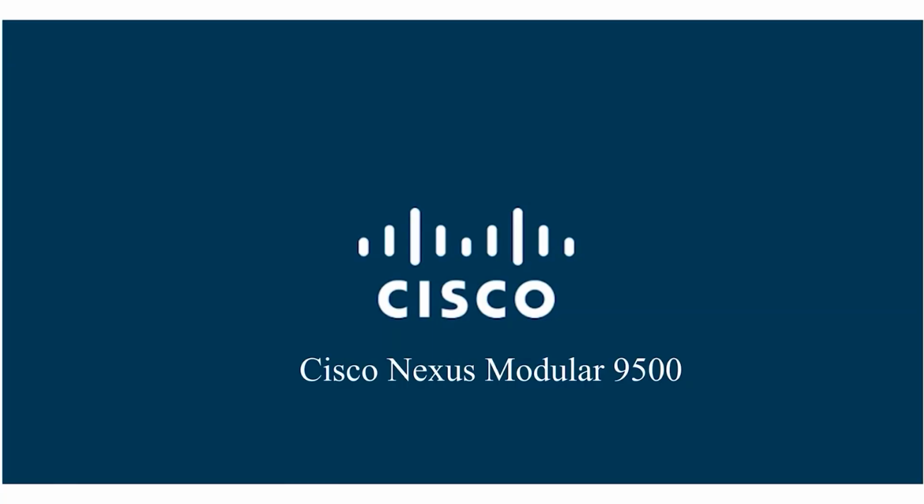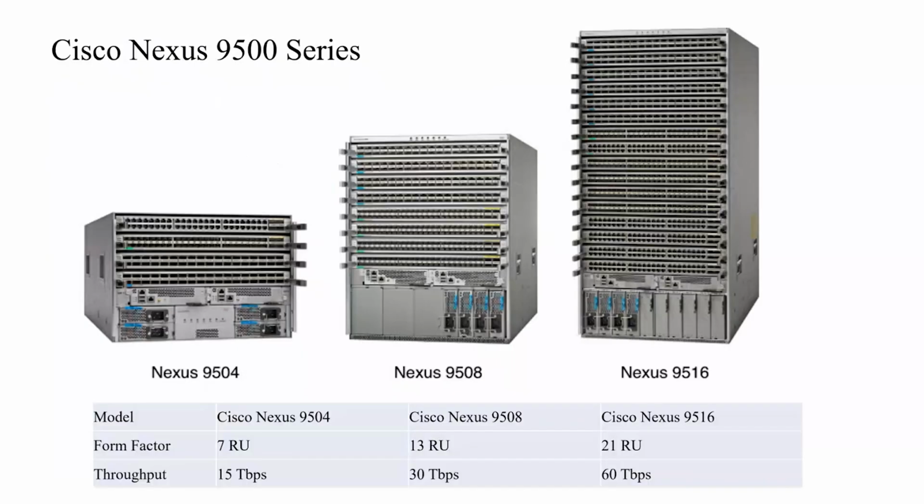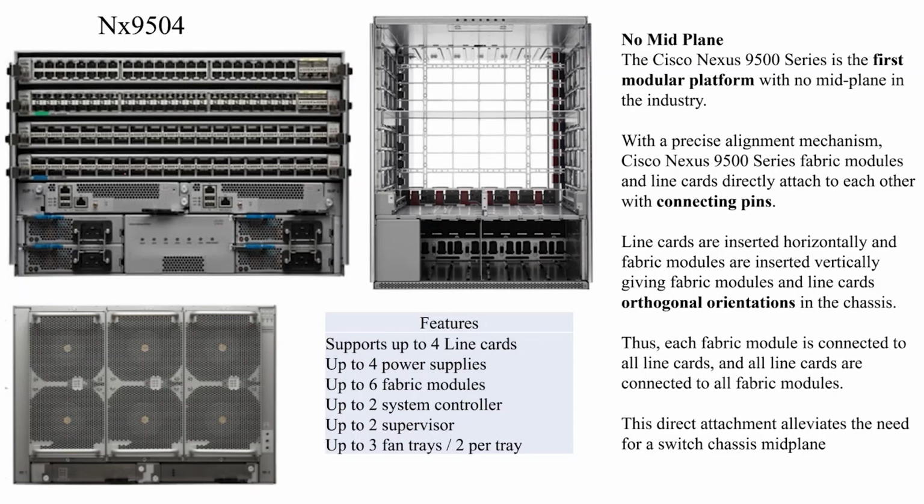Now, I do have the picture. See this. So this is the back side for the 9504. This is a system controller. Here are the fan trays. And the front side, you have the line cards, supervisor, power supply unit. Behind the fan tray, okay, this is the front, right? This is the front. This is the back.